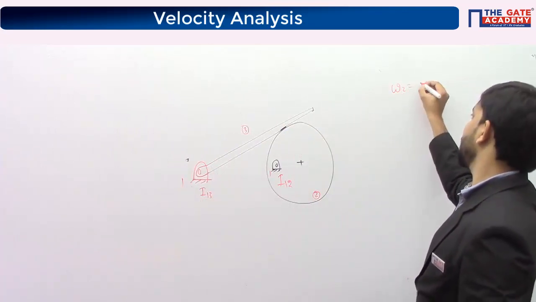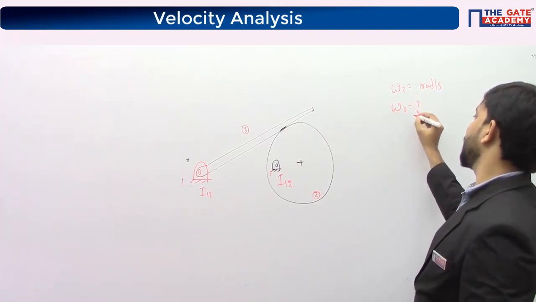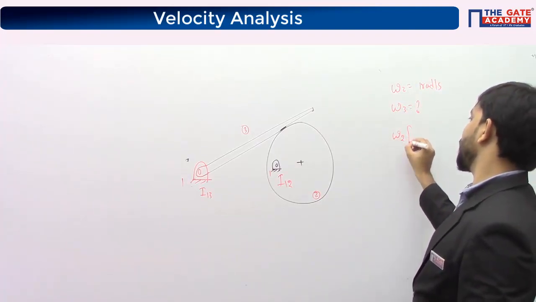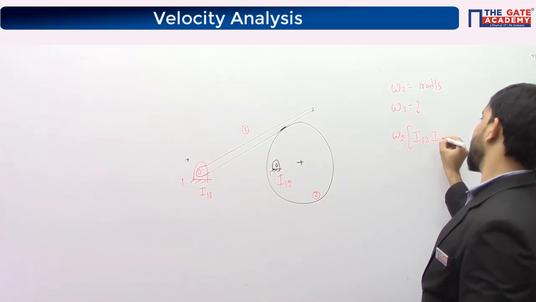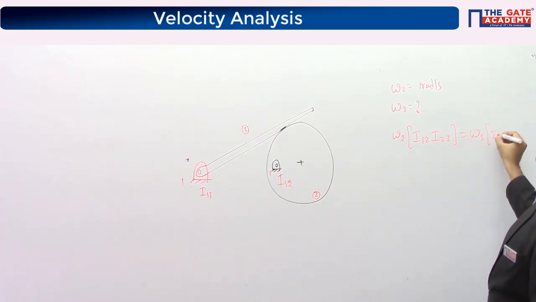He gave the angular velocity of link number 2, the eccentric circular disk. Omega 2 is given in the question as 1 radian per second. He is asking us to find omega 3. The angular velocity ratio theorem is like this: omega 2 into distance between I12 and I23 should be the same as omega 3 into distance between I13 and I23.